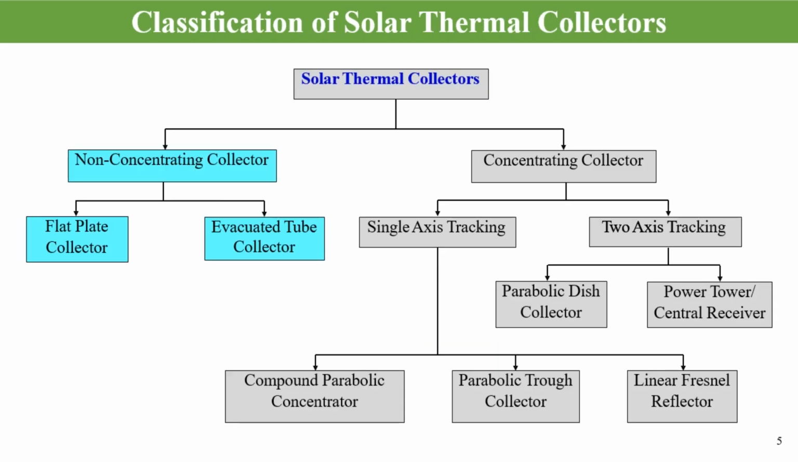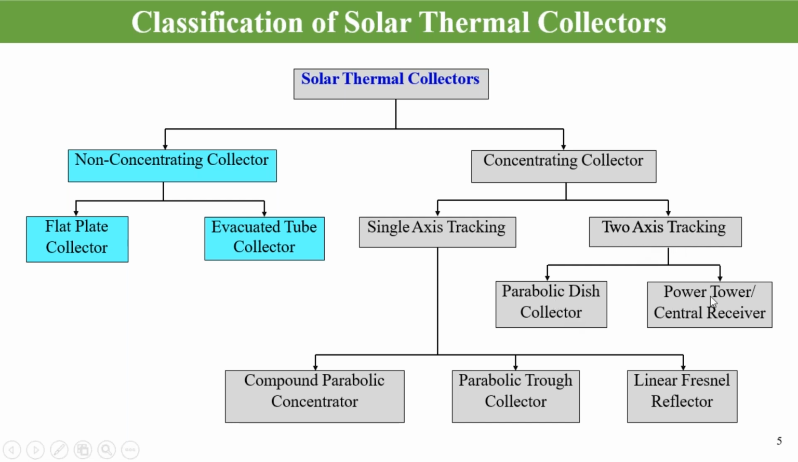Now again, here we have more detail of this system. Here the non-concentrating collectors are mainly divided into flat plate collector and evacuated tube collector. Now again, concentrating collectors have the tracking system. First is the single axis tracking system. Under single axis tracking, we have the compound parabolic concentrator, then the parabolic trough collector, and the linear Fresnel reflector. Then we have the two axis tracking system, that is the parabolic dish collector.